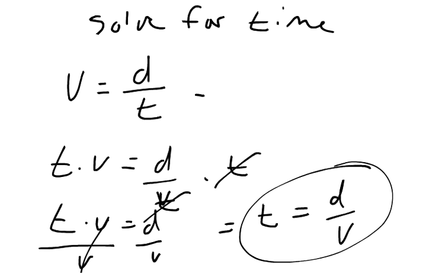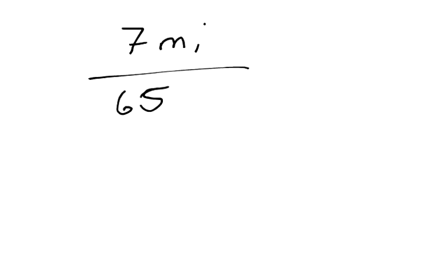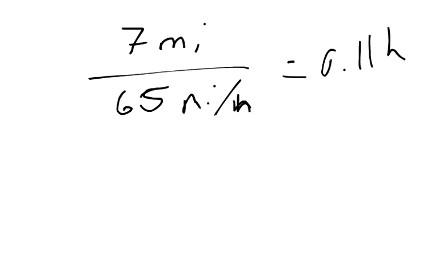So this is how you solve for time. Time equals displacement divided by velocity. With that said, we can take their displacement, which was 7 miles, and divide that by the faster car's velocity, 65, and we have to make sure it's in the same units, miles per hour, which it is. What we end up getting is 0.11 hours.